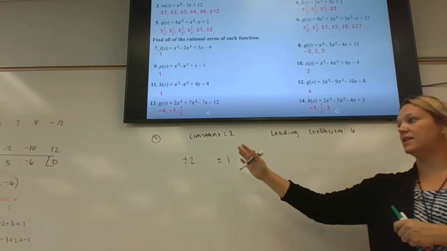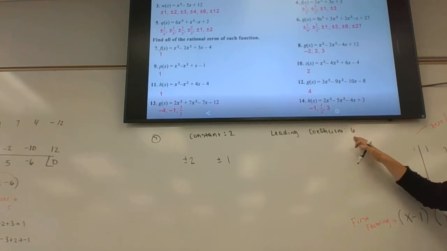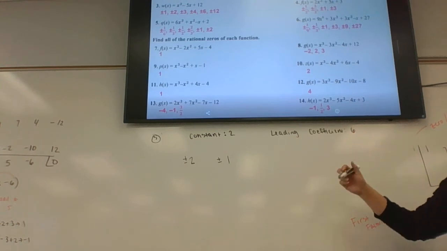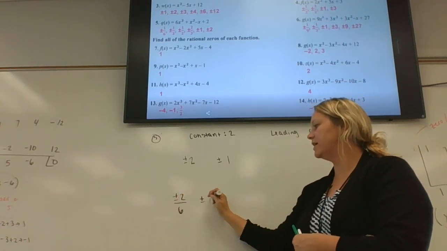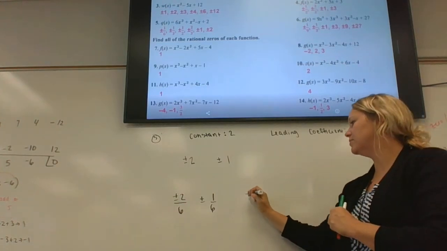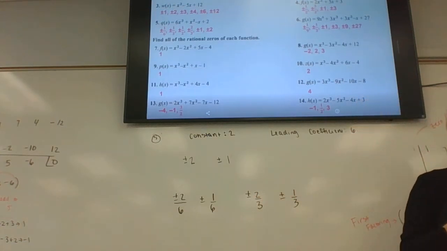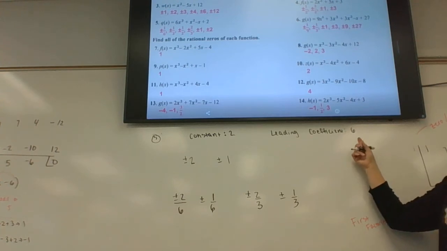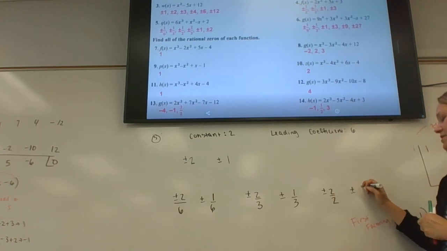Then I have to put these numbers over all of the factors of 6. So I'm going to do plus and minus 2 over 6, plus and minus 1 over 6. Everybody good with that? What does 6 divide by? 3. So I'm going to do plus and minus 2 over 3 and plus and minus 1 over 3. What else does 6 divide by? 2. So I'm going to do plus and minus 2 over 2, plus and minus 1 over 2.